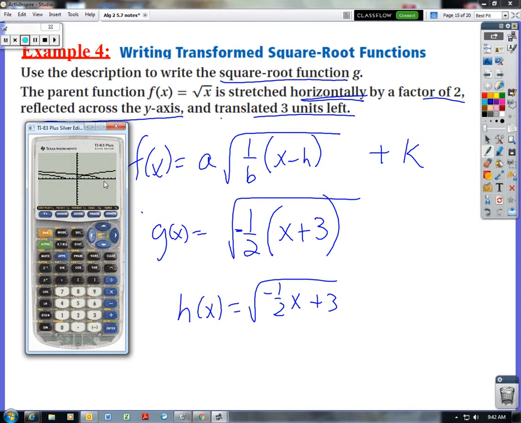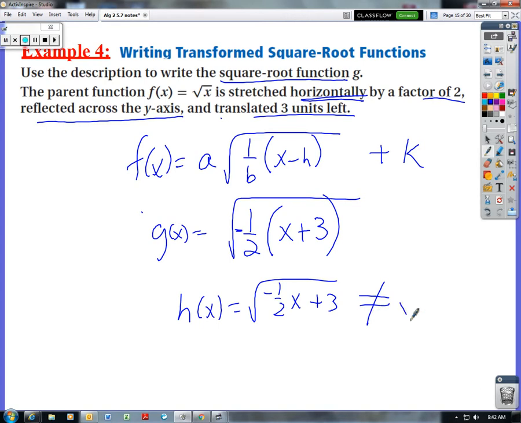So this is not equal to this one. This one you stretch then shift. This one you shifted left 3 and then got stretched. So that's not the way to do it for this problem.